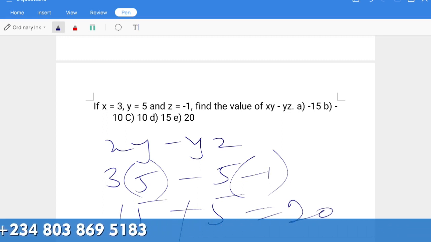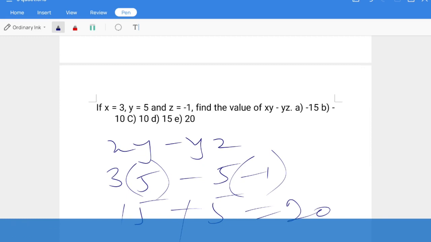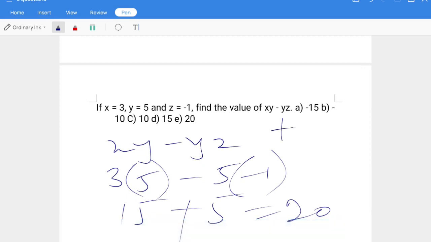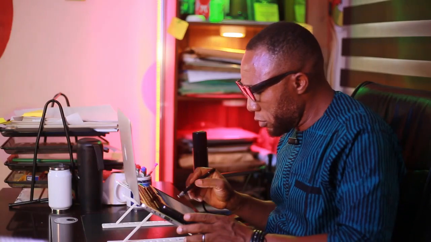Don't forget, it is very simple. That thing that I just said now: plus times plus will give you plus. Plus times minus will give you minus. Minus times plus will give you minus. And minus times minus will give you plus. Please don't forget, all these laws are to be at the back of your mind. Let's move on to the next one.